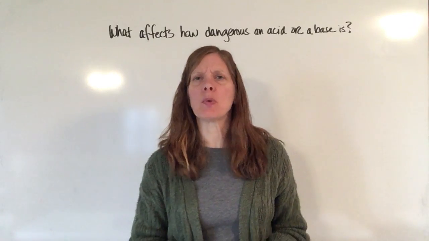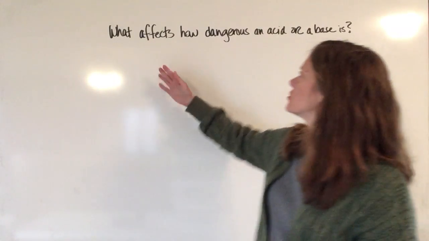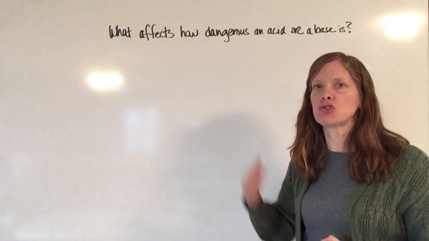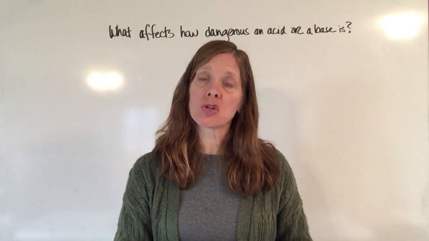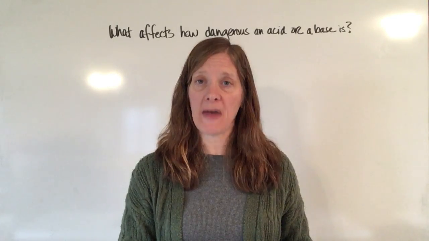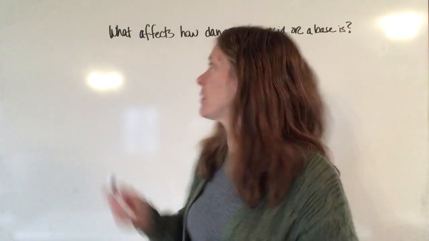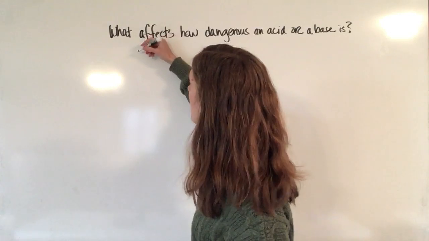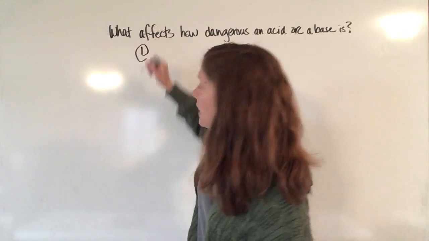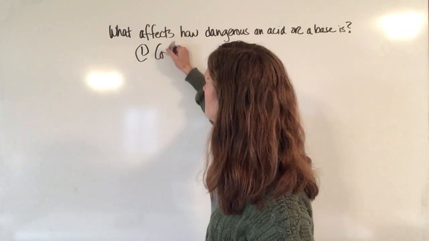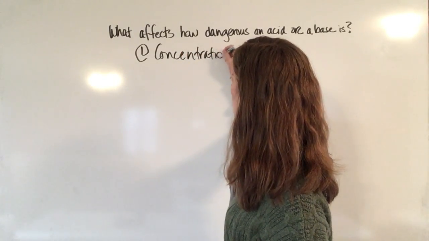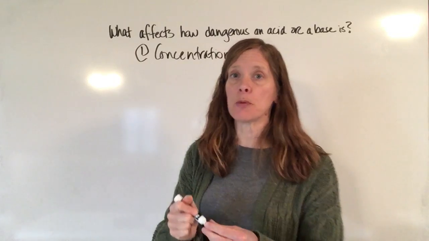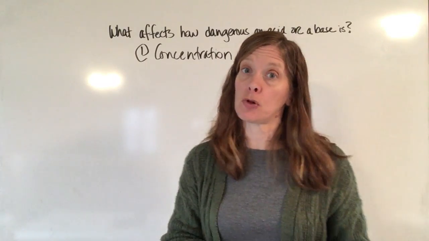The question that we want to answer today, though, is what affects how dangerous an acid or a base actually is. And there are actually two factors that are going to affect how dangerous that acid or base is. The first one is a concept that we talked about in the last chapter, and it is the concept of concentration. I hope you'll remember the example I gave you then where I talked about chlorine.